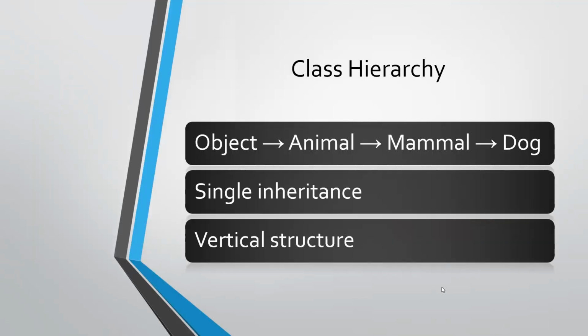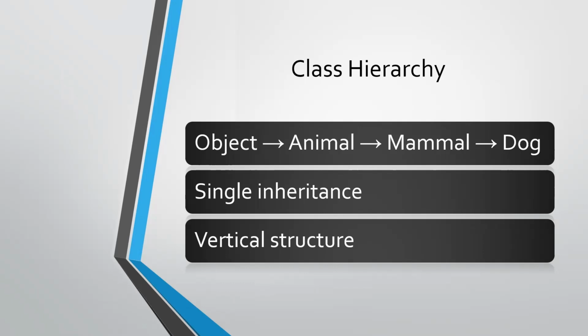With inheritance, you can establish a class hierarchy. So a Dog can inherit from a Mammal, which inherits from an Animal, which inherits from Object, because every class in Java, whether built in or custom made, inherits from Object.